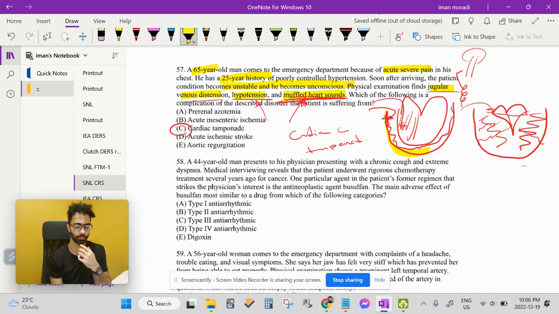All right, 58. 44-year-old, chronic cough, extreme dyspnea. Okay. So this guy, his dyspnea and cough, had crazy chemotherapy years ago.